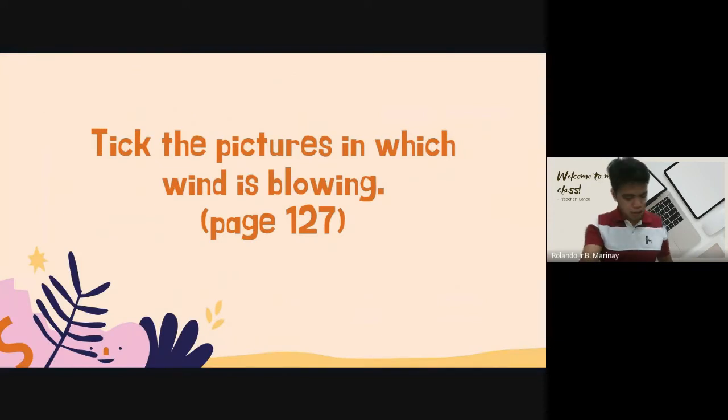Okay, so we're going to answer page 127. We're going to decide which pictures show wind blowing. So we're going to check if there's wind, okay? But if there's no wind blowing, we're not going to write anything, okay?